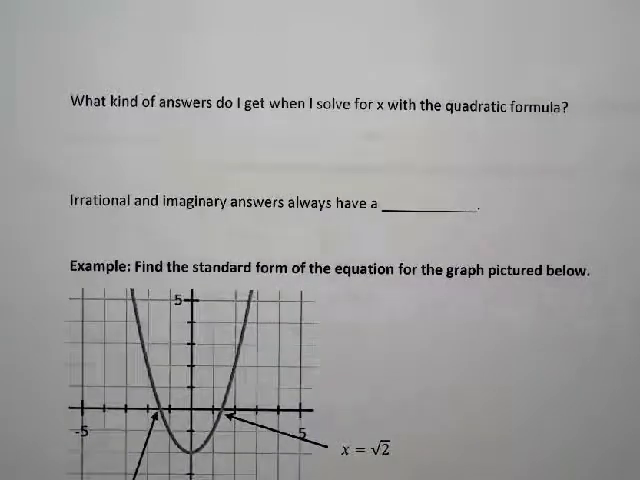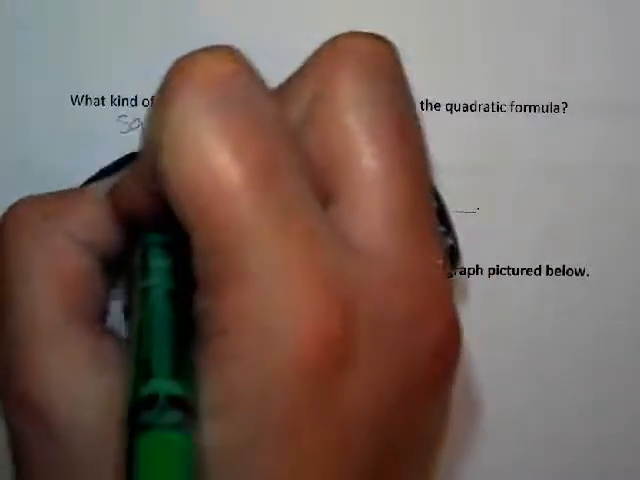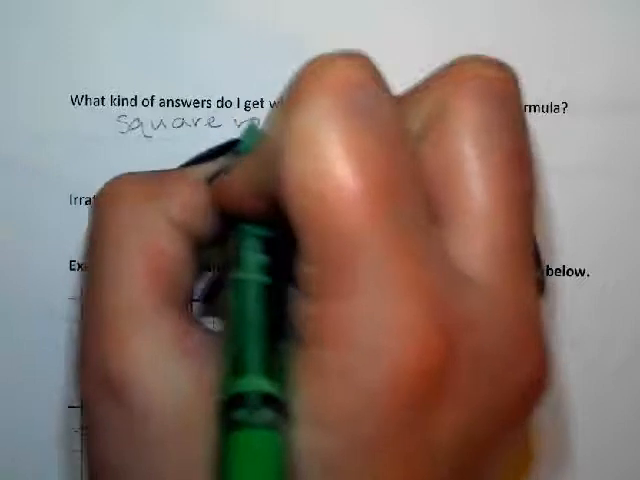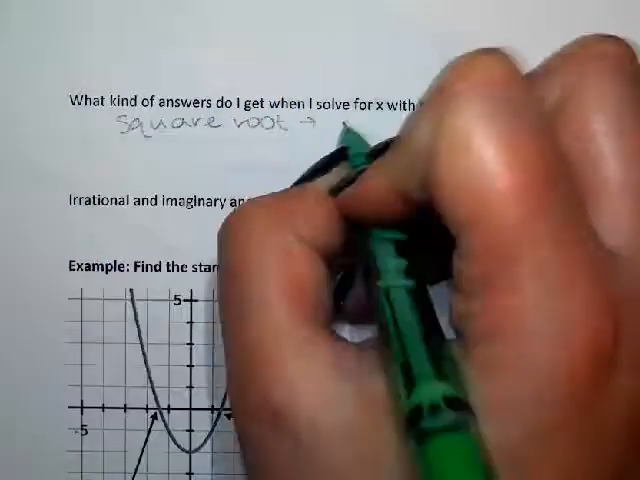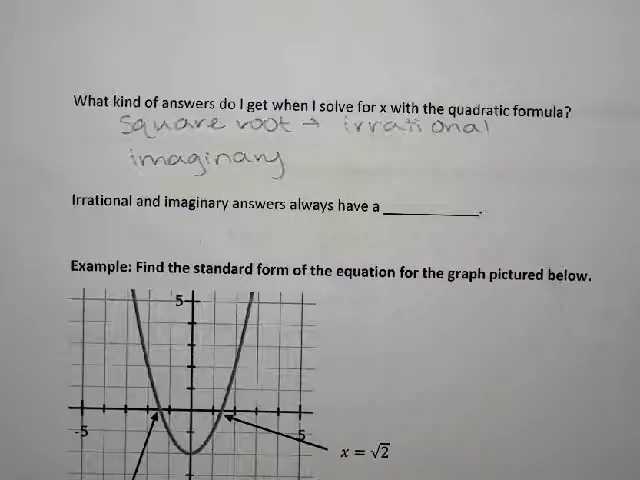Fraction answers, yes, we got fractions. What other types of answers? Square roots. Okay, what else? So square root answers gave us the irrational, the crazy decimals. And then imaginary answers. So we're not always going to have x equals 5, x equals 3. They're not always nice. Okay?